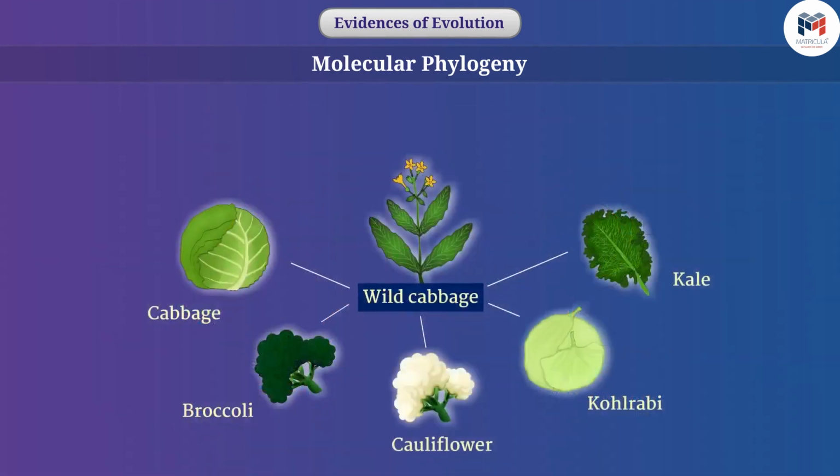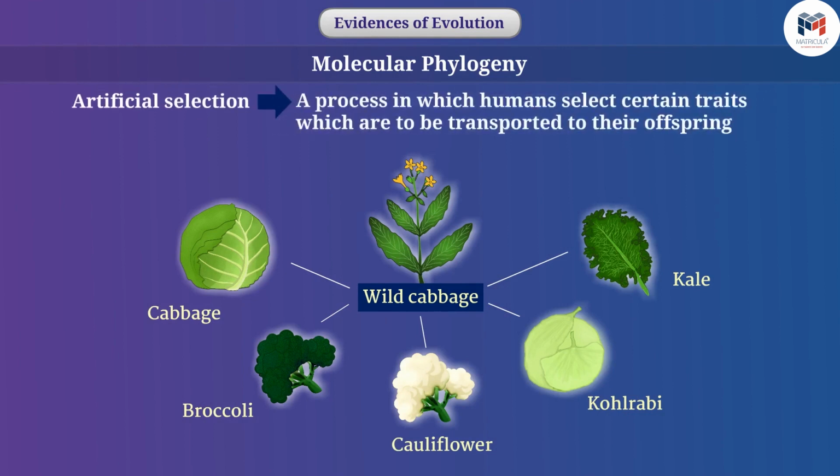Some species have evolved from artificial selection. Artificial selection is a process in which humans select certain traits which are to be transported to their offspring. The artificial selection from wild cabbage produced variations such as cabbage, broccoli, cauliflower, kohlrabi, kale, etc.